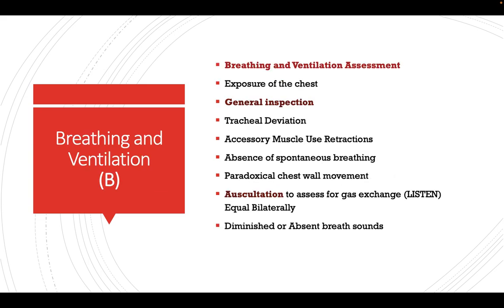The B comes from breathing and ventilation. In breathing and ventilation, we expose the chest to see if it's moving or not. We look for tracheal deviation, accessory muscle use, retraction, or absence of spontaneous breath, or we look for any paradoxical chest wall movement. We auscultate the chest for gas exchange, whether bilaterally the air entry is normal, or we can hear the sounds or not.